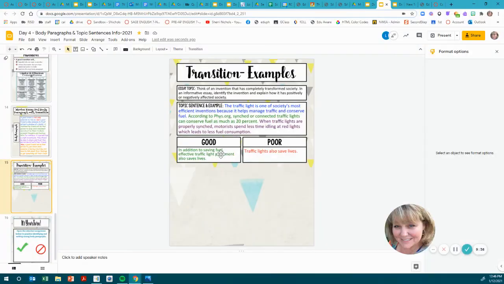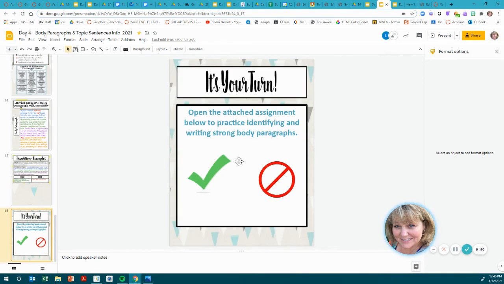And then good transition examples would be, in addition to saving fuel, effective traffic light placement also saves lives. A poor one would be, traffic lights also save lives, because there's nothing transitioning. And now it's your turn. You're going to open the attached assignment below to practice identifying and writing strong body paragraphs.